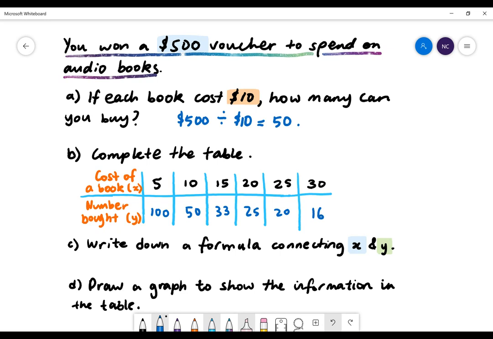C. Write down a formula connecting x and y. x and y will multiply to give us a constant value. It will multiply to give us the cost of the voucher. So x multiplied by y will give us 500.